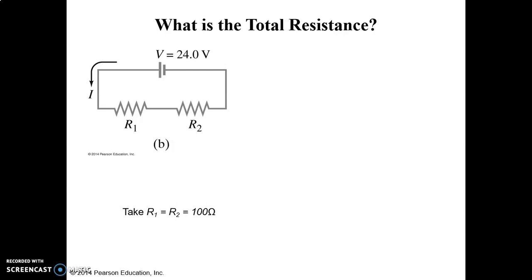Let's take the two resistors to both equal 100 ohms. Now, this symbol is the Greek letter omega and indicates ohms, which is the unit of resistance.